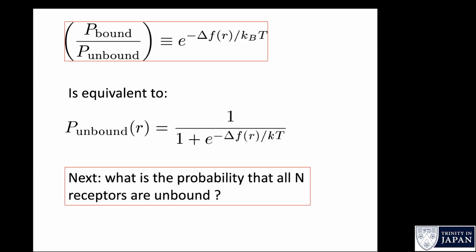Now, the thing is, what happens if you don't have one, but you have n? So you have n spikes and n receptors. And I assume for the moment, it is a one-to-one situation where you can have one spike, one ligand binding to one receptor.